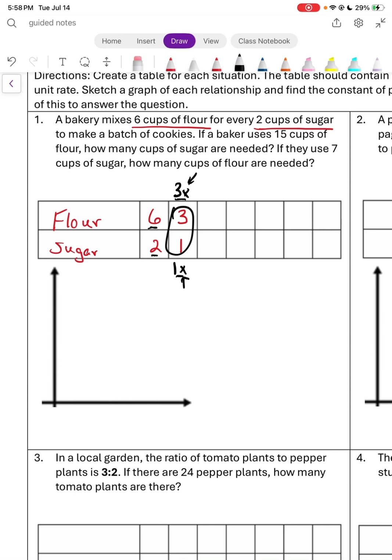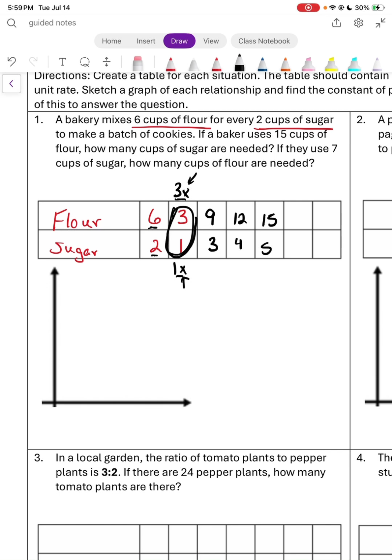Now, what I'm going to do now is plug those numbers in and show you that all of these are going to be equivalent ratios. Like if I plug in 3, it gives me a 9, and it gives me a 3. What does that mean? What if I use 9 cups of flour? Then I'm going to use 3 cups of sugar. What if x is 4? You get a 12 and a 4. That's also an equivalent ratio. A 15 and a 5 is also an equivalent ratio.